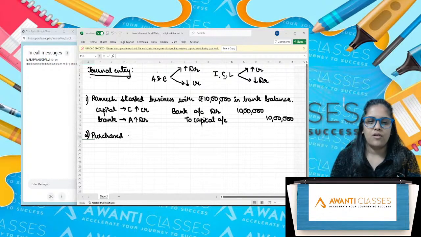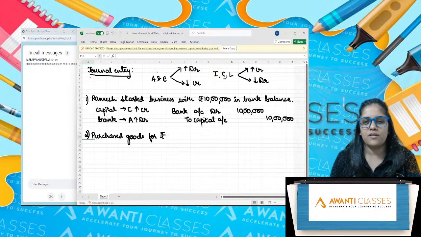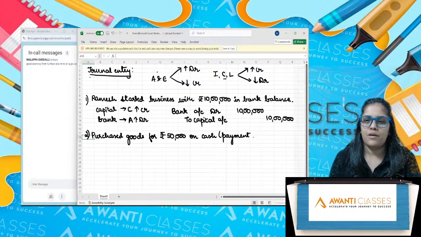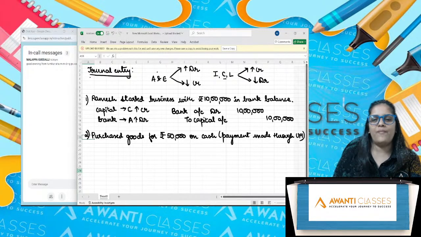Purchased goods for rupees 50,000 on cash. Payment made through UPI. Okay, so you have paid through UPI. That means you have paid money via bank and this is cash purchases.